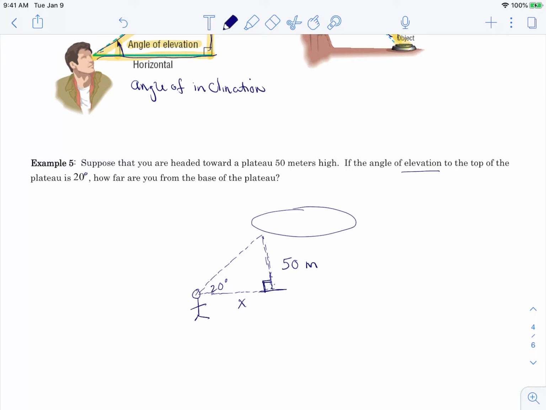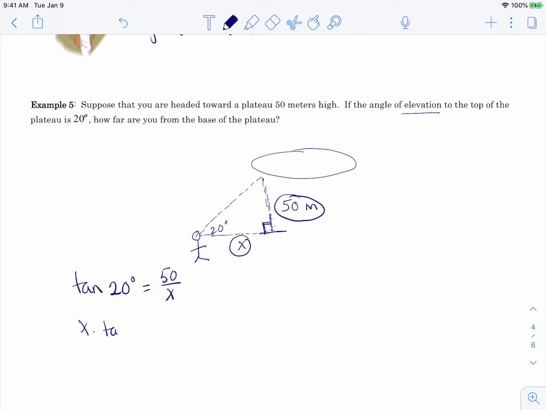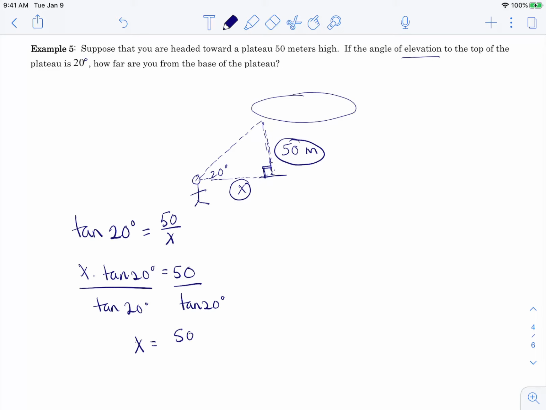So I'm standing here, 20 degrees. I have my adjacent and my opposite. So that's why it will be tangent of 20 degrees equals opposite over adjacent. Now hopefully you feel comfortable solving for this, so we're going to get x times tangent of 20 degrees equals 50, so x equals 50 divided by tangent of 20 degrees.